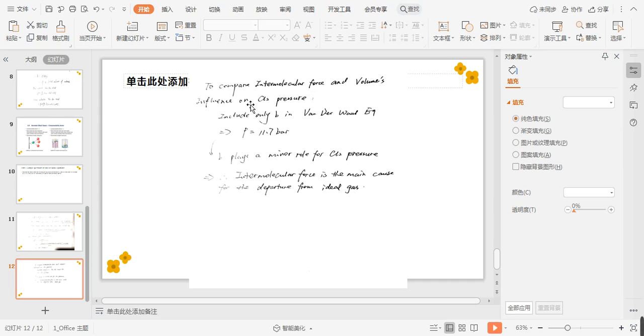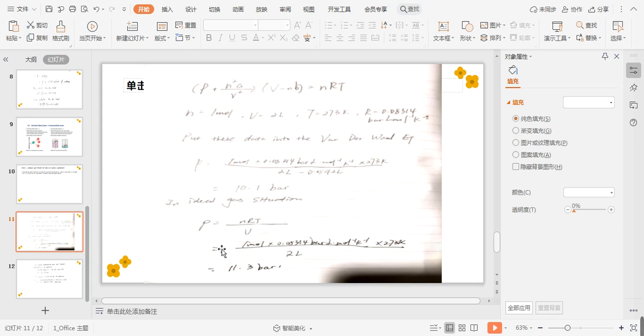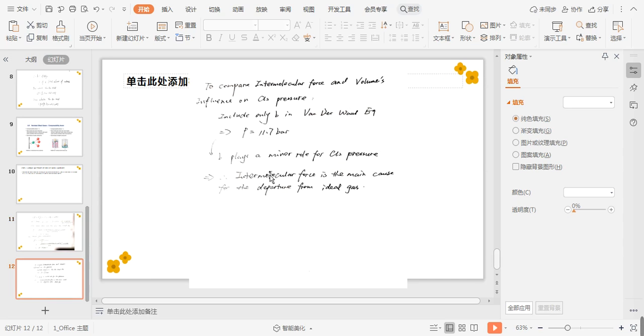To compare the influence of intermolecular force and volume on CO2 pressure, include only B in the van der Waals equation. We found P is equal to 11.7, so if we only include B without A, it is just 0.4 different from the ideal gas law. But if we include A and B, P will have a 1.2 difference from the ideal gas law. So that means B plays a minor role and A plays an important role for CO2 pressure. It means intermolecular force is the main cause for the departure of the real gas.